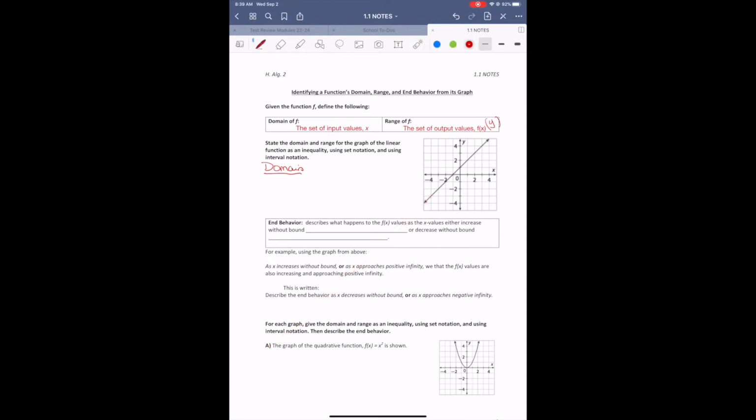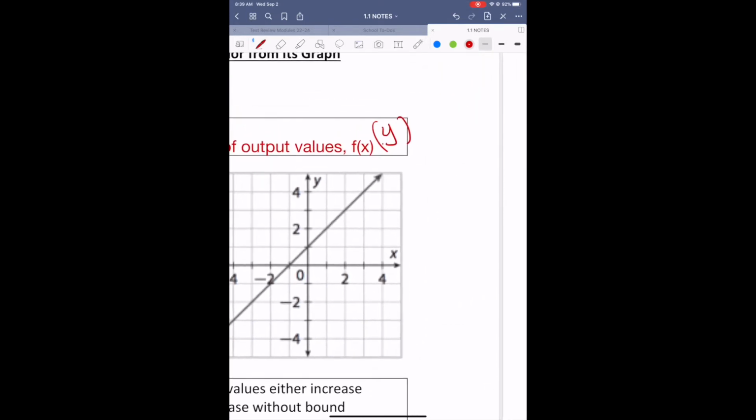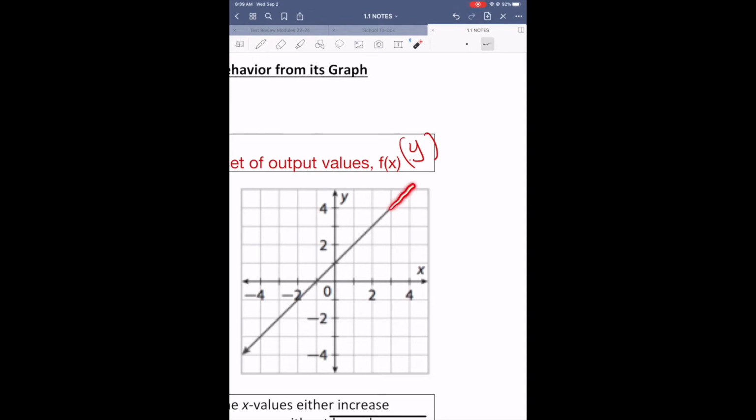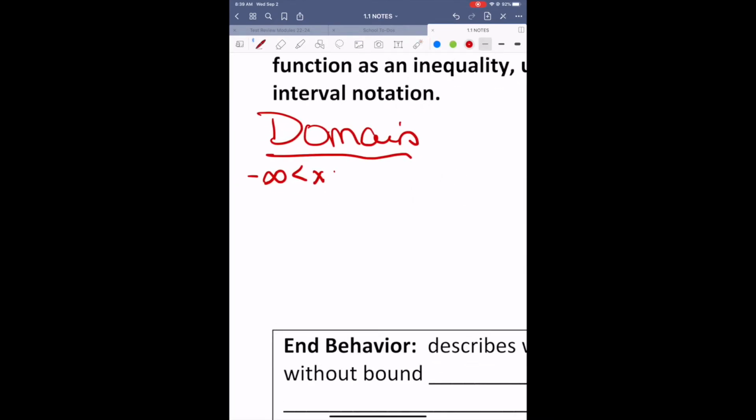There is no end in sight, which means our domain begins at negative infinity, less than x, and then if we look at our ending point, again, you can see that it has an arrow, so that's telling us that it's going to extend, making our x values larger as we go. There is no end in sight, so we are extending to positive infinity. So domain from negative infinity to positive infinity. Set notation defined for x such that we have negative infinity up to infinity. And interval notation, we go from negative infinity to positive infinity, parentheses around both.